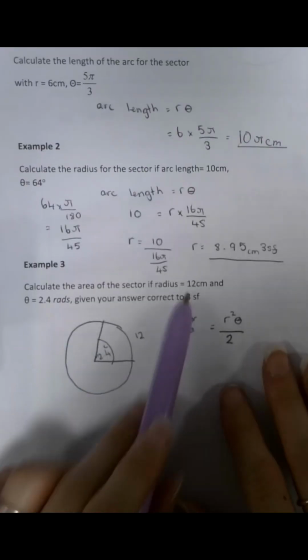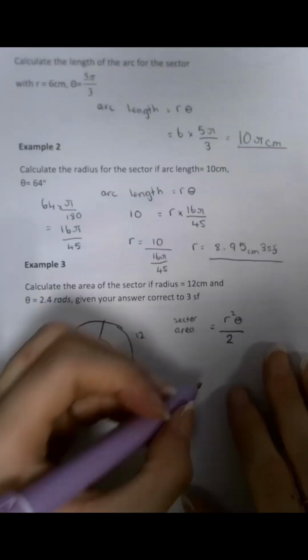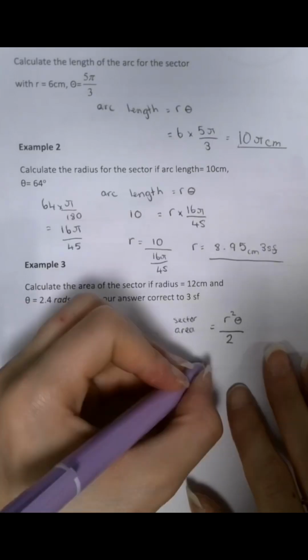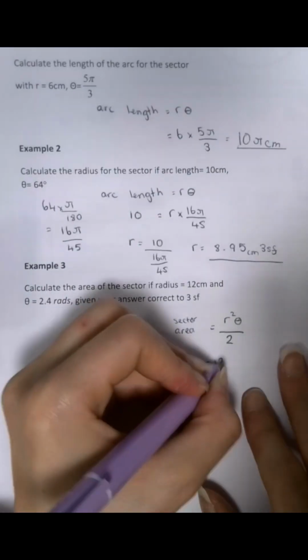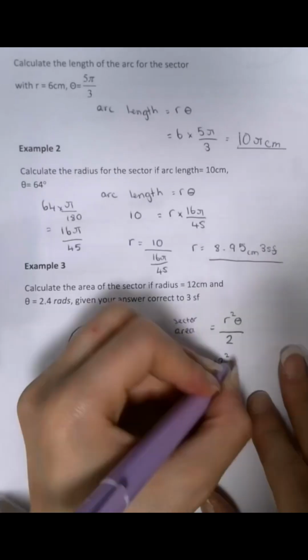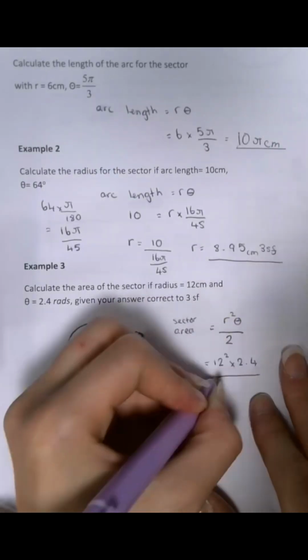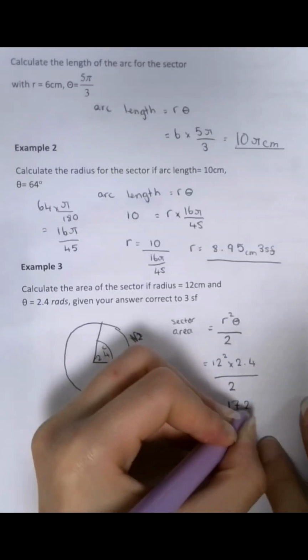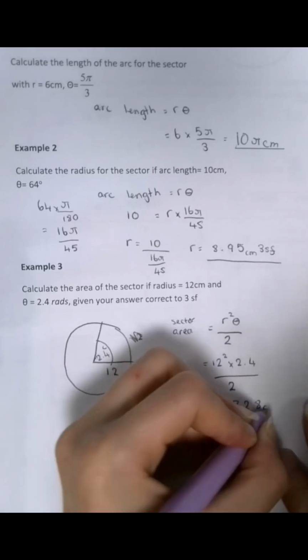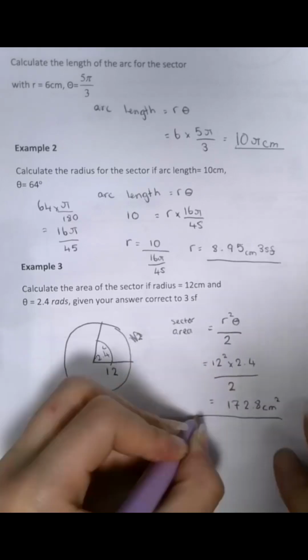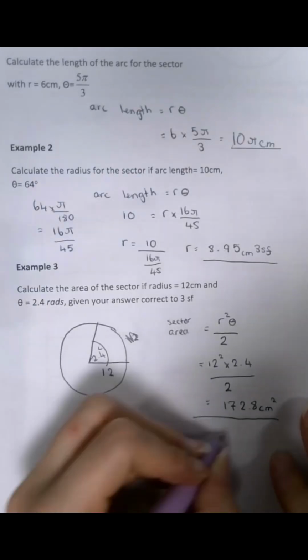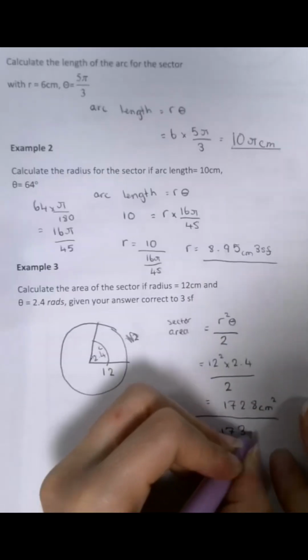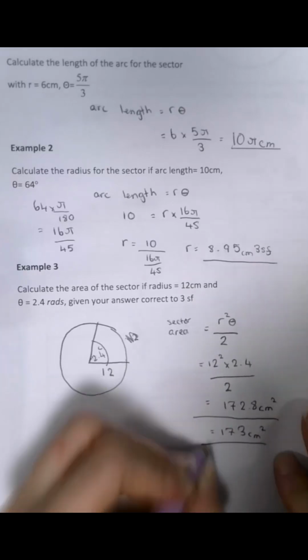We have the radius and we have the angle. So we know that's going to be 12 squared times 2.4 over 2. That gives us a sector area of 172.8, and that will be centimetres squared. And it did ask for it to 3 significant figures, so that will be 173 centimetres squared.